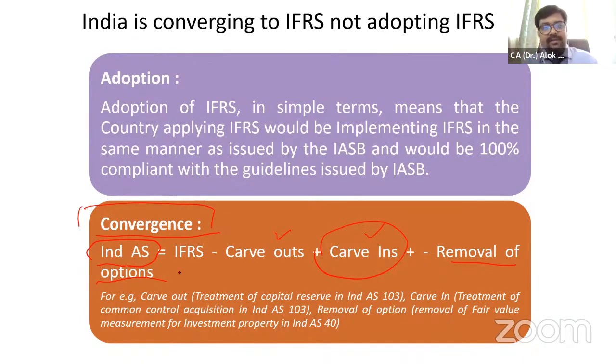But 1%, three kinds of changes are there. Carve out means having a different treatment. Carve in means having additional guidance in Ind AS. Removal of option means in IFRS there are some choices, and we have cut down the choices and just taken one view, one choice, one option. So it is known as a removal of option, right? If I talk about carve out, there are 8-9 carve outs. If I talk about carve in, there is one carve in. If I talk about removal of option, hardly there are 3-4 removals of options, right?